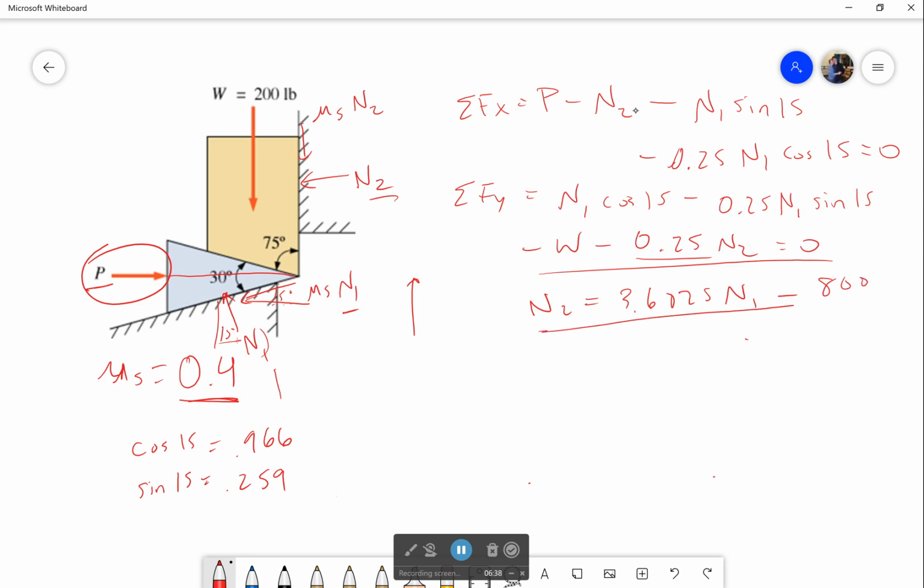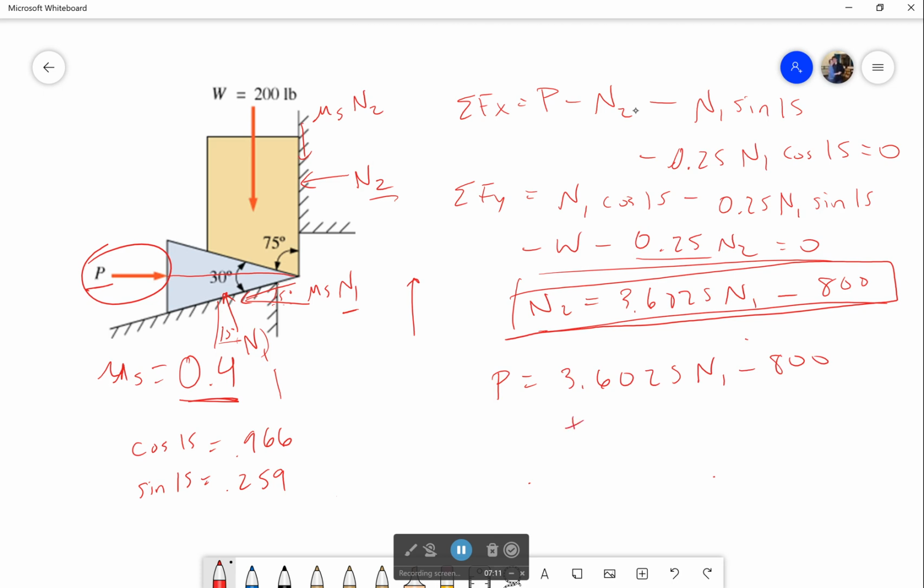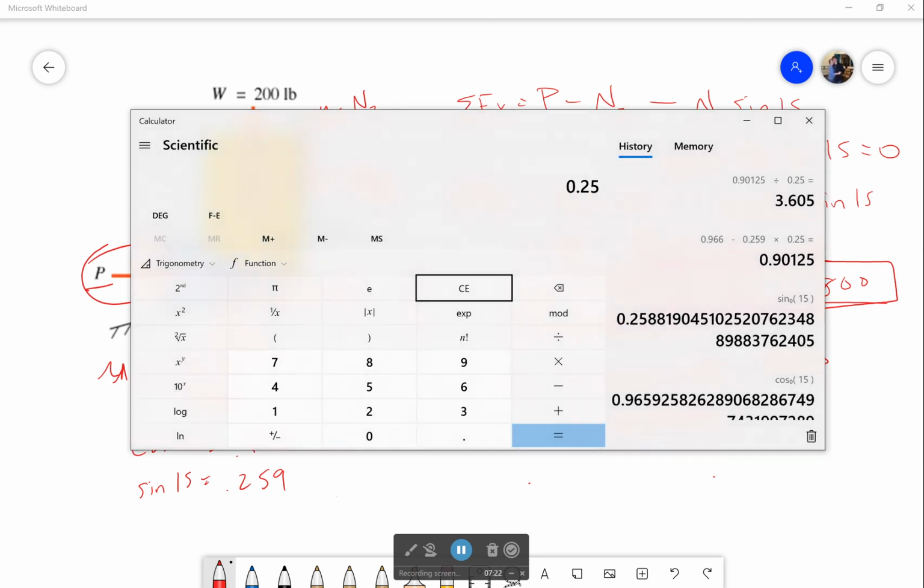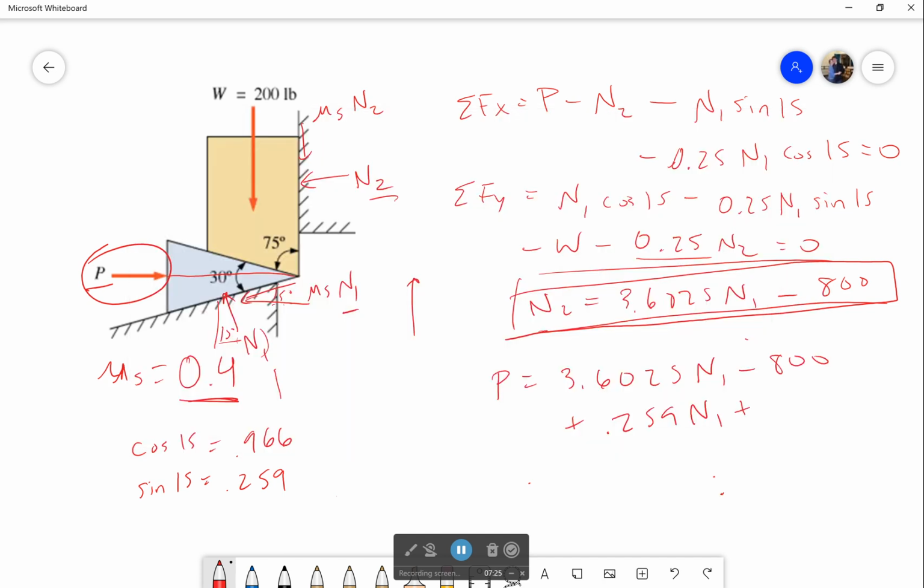Okay, so I get this equation right here. So that's one. It's not enough to solve, but it is something. If I want to, I could plug that into my earlier equations, and I would get something like this. So I would get that P is equal to 3.6025 N1 minus 800, plus 0.259 N1, plus 0.25 times 0.966, 0.2415 N1.